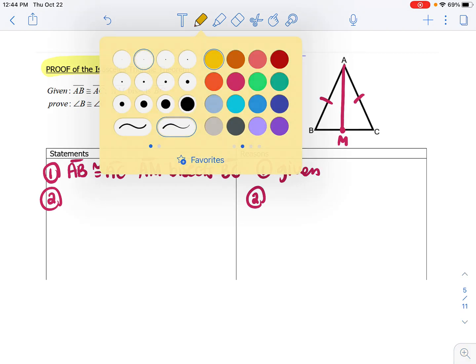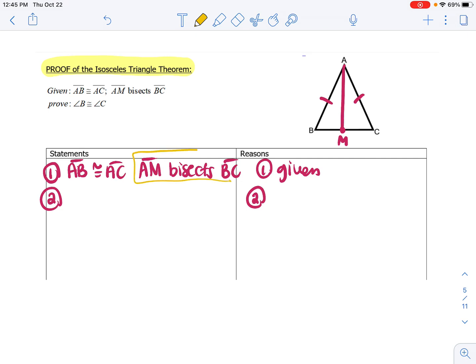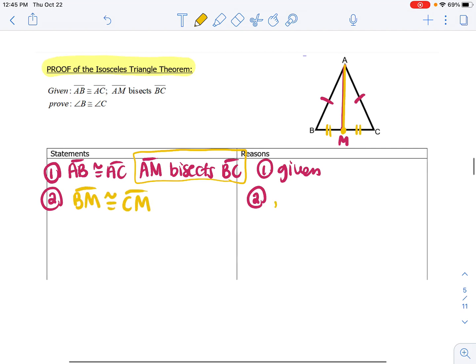Now, from our given, we know that AM bisects BC. So if AM bisects BC, then what pieces are congruent? BM must be congruent to CM. And this is the definition of a segment bisector.